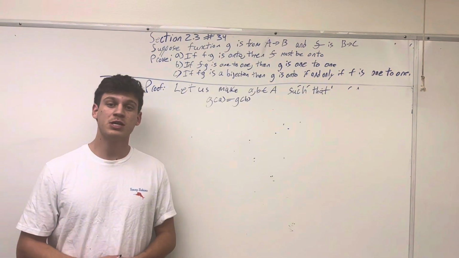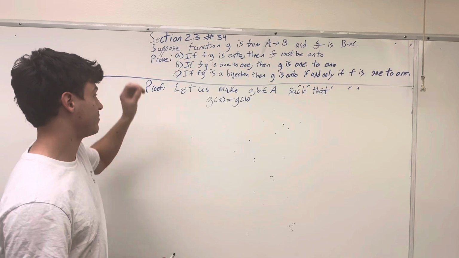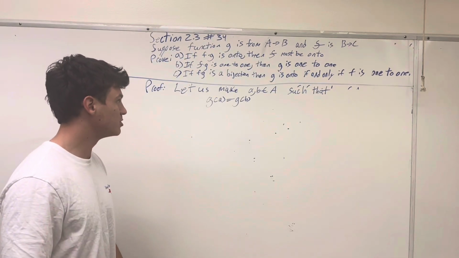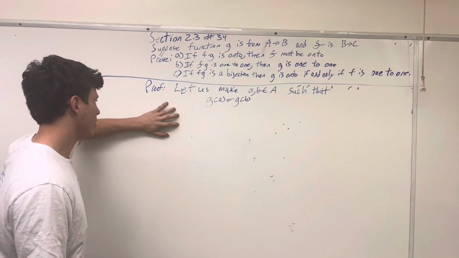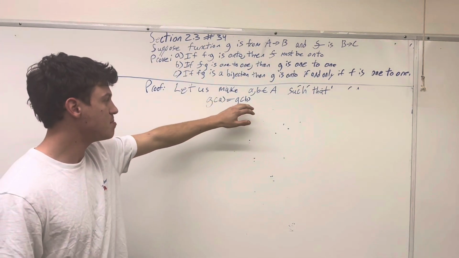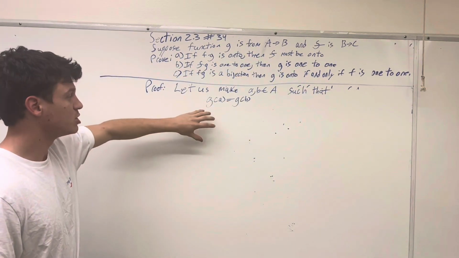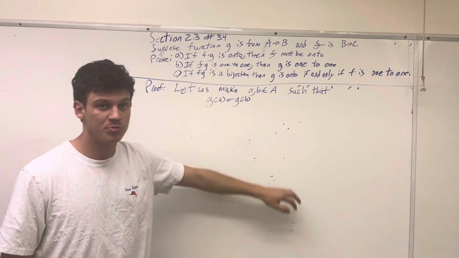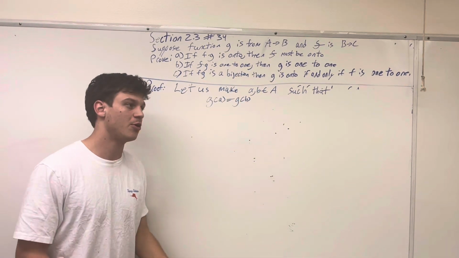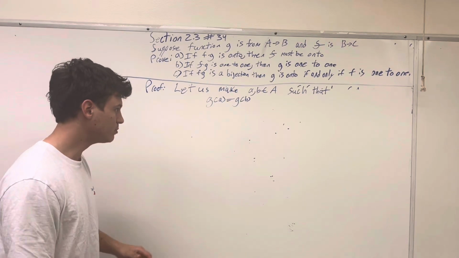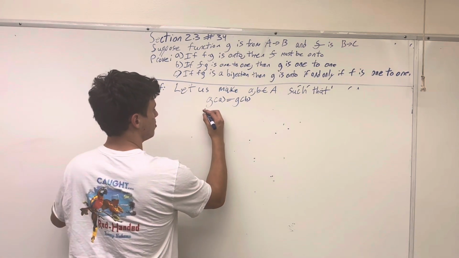I set up part B, so we need to prove that if f composed with g is 1 to 1, then g is 1 to 1. So let's get into it. Let us make a and b in A such that g of a is equal to g of b. Now if we're able to prove that a is equal to b here, then we show that g is 1 to 1. So let us use what we do know.